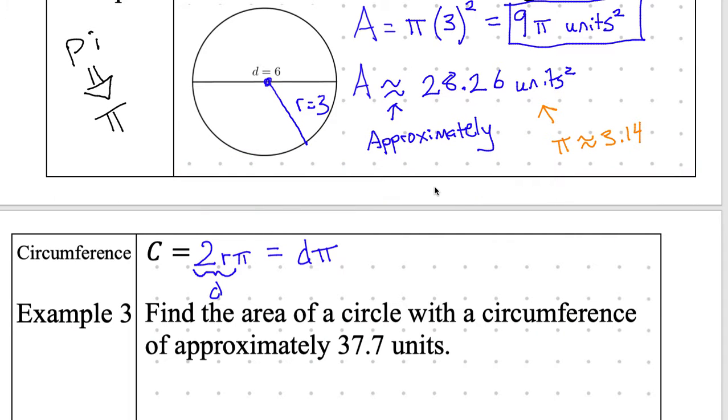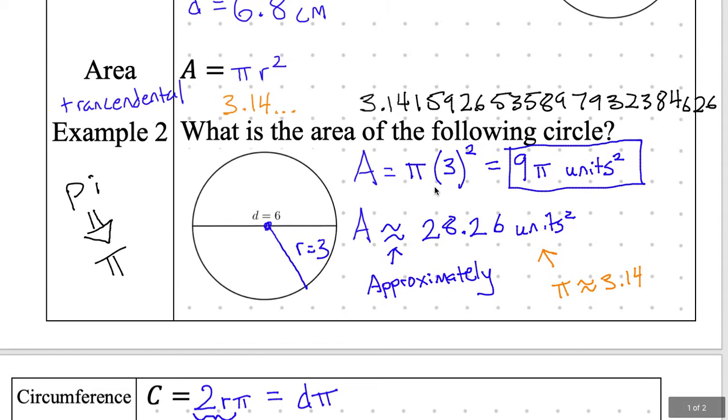So hopefully you now believe me. I'm not just some prophet up here telling you it's always pi r squared and you don't need to know why. That's a general idea of why it's pi r squared.